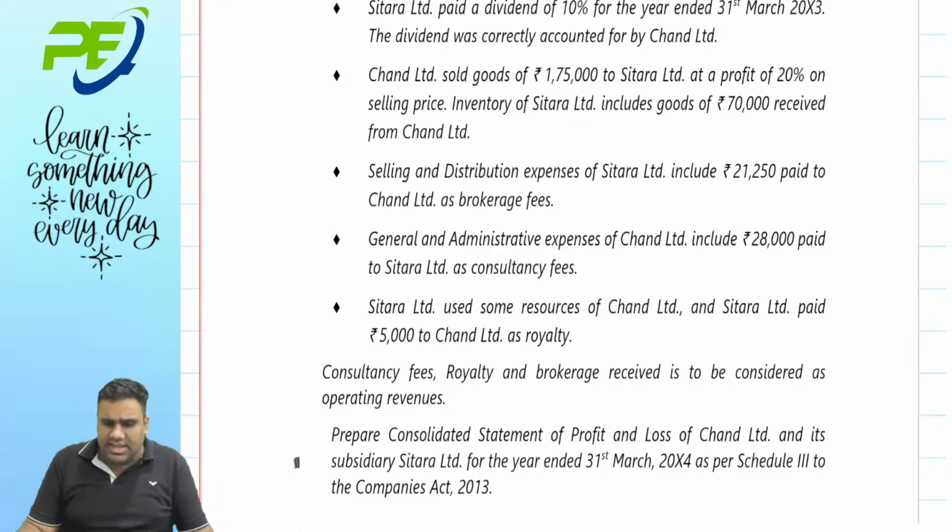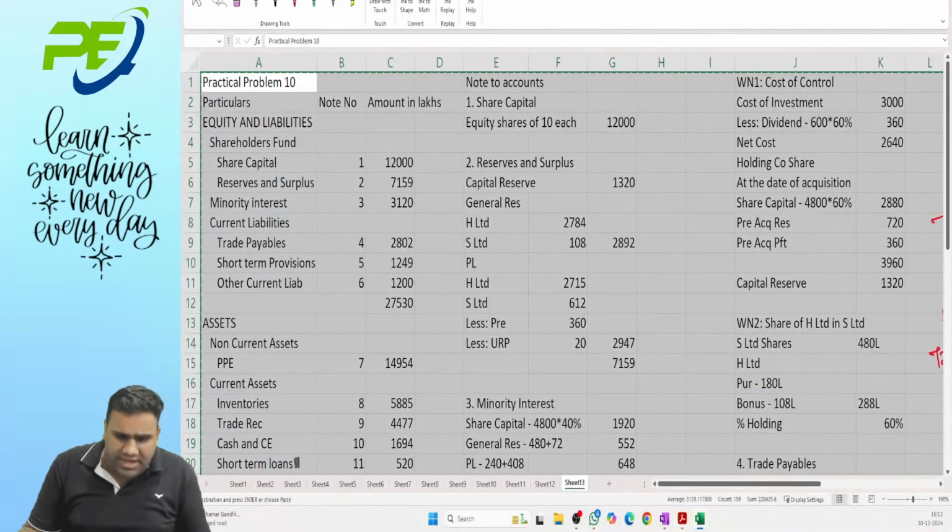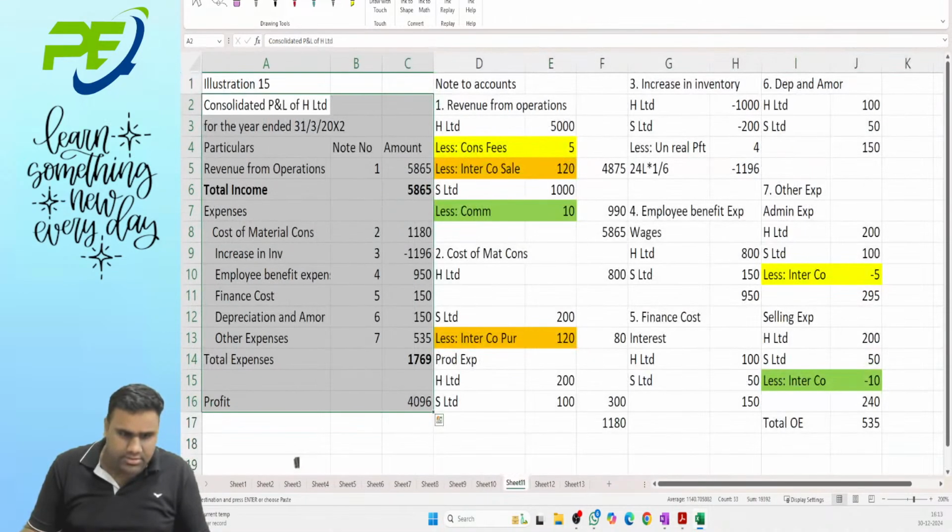Prepare the consolidated statement of P&L of the company and its subsidiary for the year as per Schedule 3. Luckily, they have not asked for the balance sheet. In the exam, be prepared, they might ask for the consolidated P&L and consolidated balance sheet also. So we have done only one problem till now. This will be the second one.